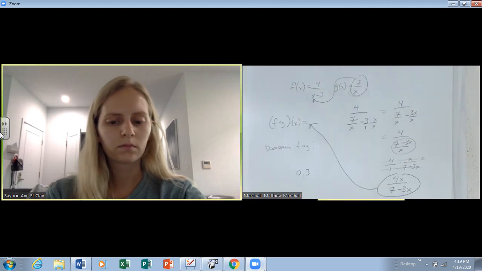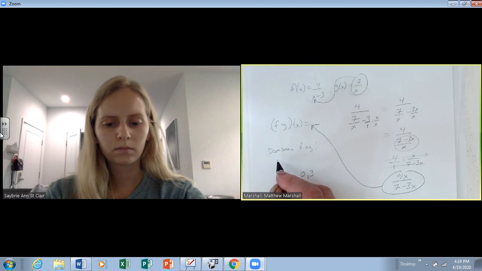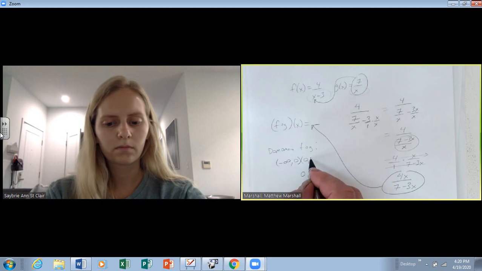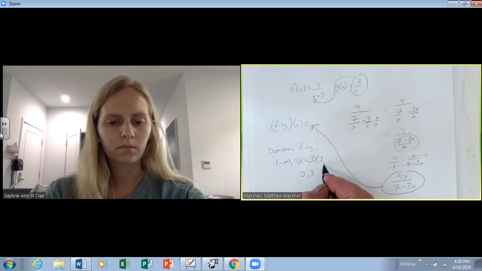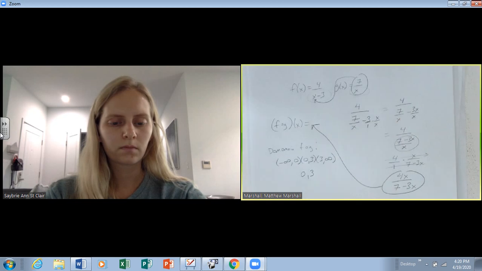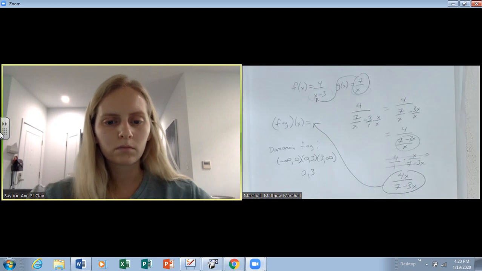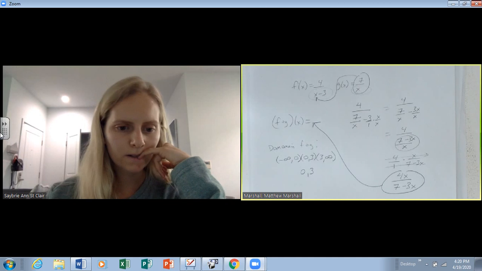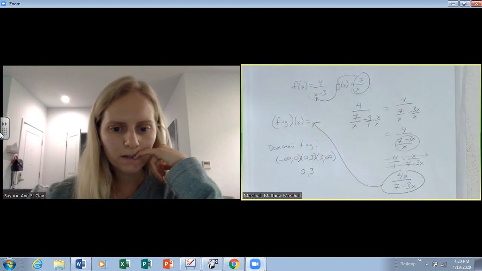So domain might be kind of weird. You might have to write this as like negative infinity, 0, and then from like 0 to 3, and like 3. I think that's how you're going to write your domain. That's kind of weird. I think though, I look back that we did these, but I can't find the picture right away.